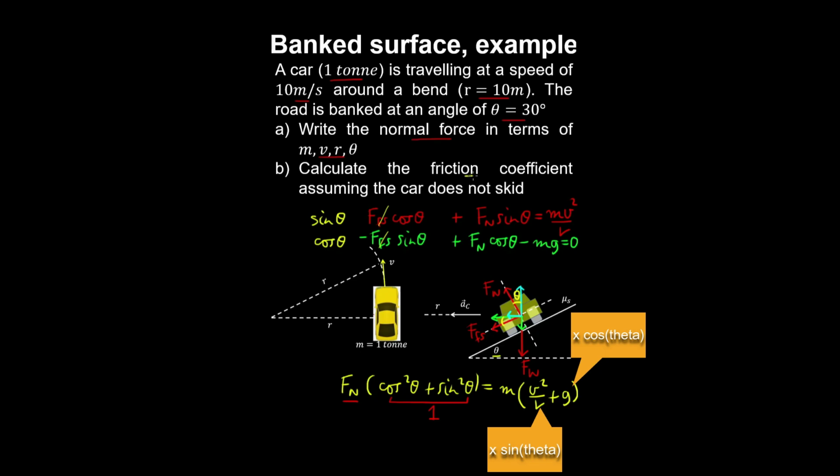And to obtain a friction coefficient, we can use the relationship between a static friction force and the normal force. So having obtained the normal force from this equation, you can substitute into either one of these equations to obtain a static friction force, and then solve for the coefficient of static friction where the car does not skid.